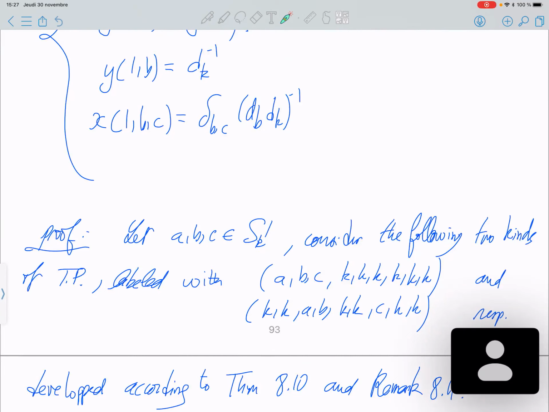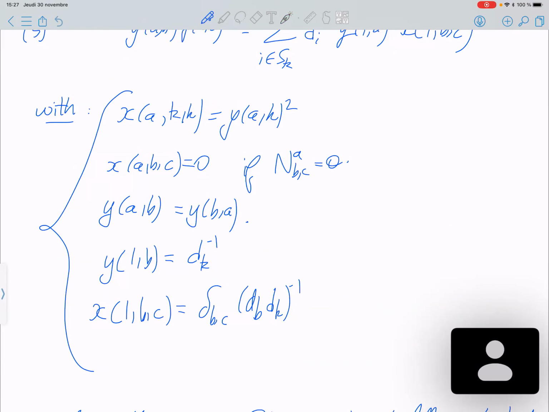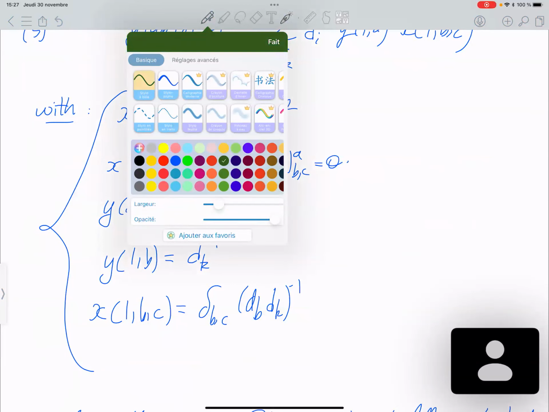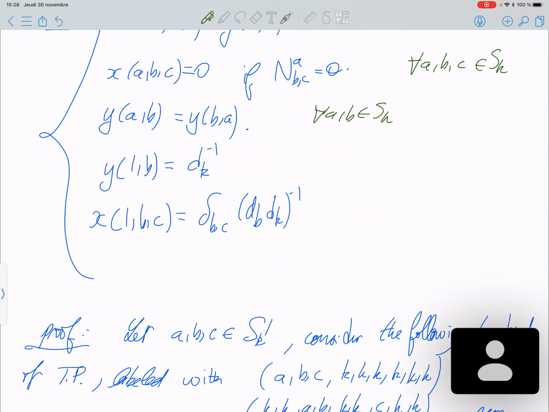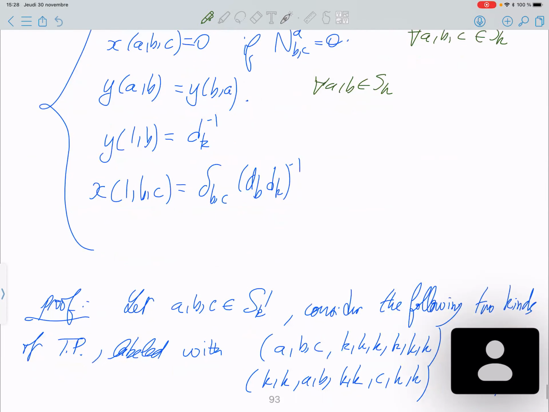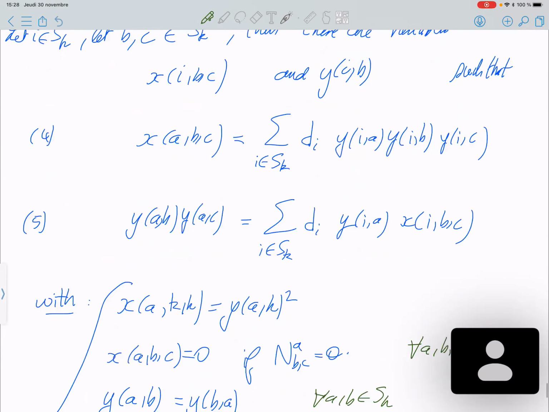So what else do I want to modify? Here, in fact, this is for all A, B, C in SK. You don't need to be in the subset. Here it's for all A, B in SK also. What else? And you can remark also.